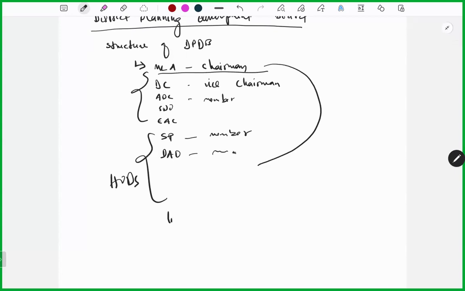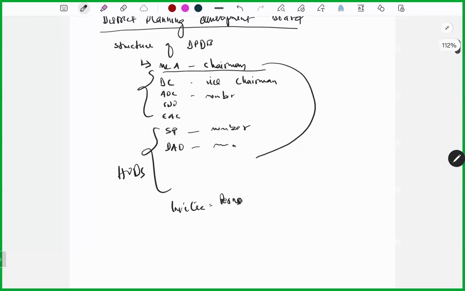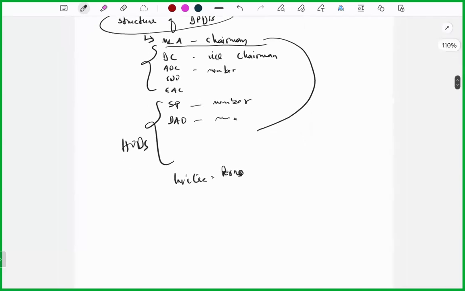The chairman can also invite important personalities which he thinks are good for that district. So this is the simple structure of the DPDB. The chairman is the MLA, the DC leads the administration, and then the SP, the DO, and all the HODs. So this is the structure of DPDB.